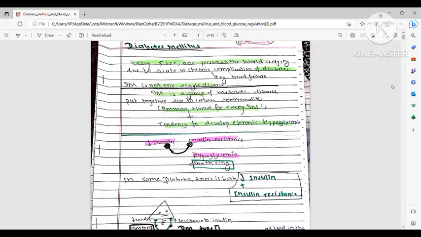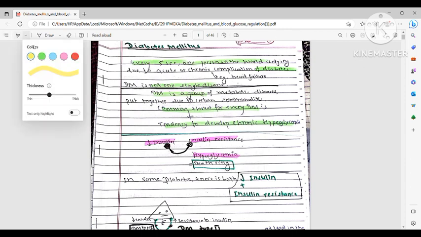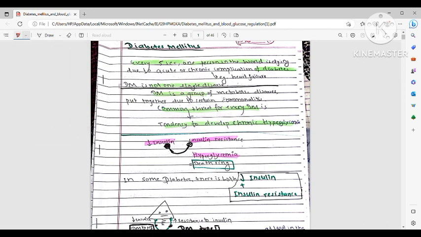We are going to discuss types of diabetes mellitus. What is diabetes mellitus? Diabetes mellitus is not a single disease, but a group of many diseases, a group of many syndromes. Look here. It is a group of metabolic diseases.